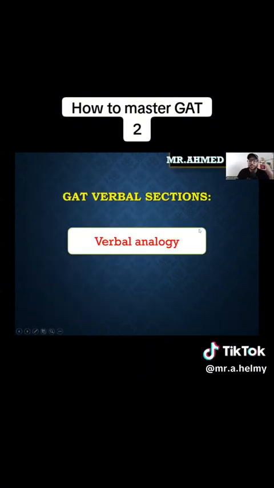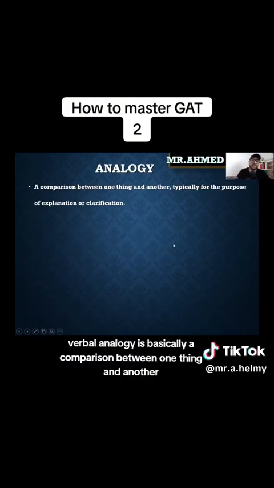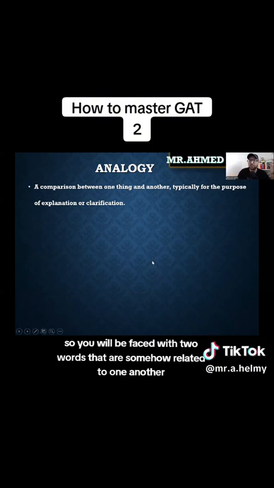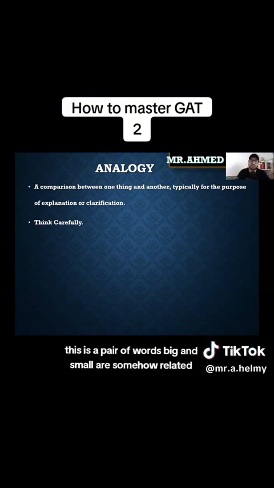First of all, we have to know what's the meaning of verbal analogy. The verbal analogy is basically a comparison between one thing and another. They are typically for the purpose of explanation or clarification. So you will be faced with two words that are somehow related to one another, just like the word big and small. This is a pair of words. Big and small are somehow related, so they are maybe antonyms or as what we call opposites.